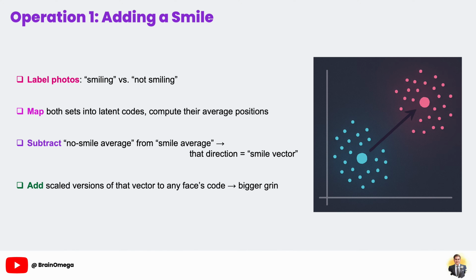Then decode C new with the decoder. Out pops your original face, but now smiling. By tweaking alpha, you control how big the smile grows. At alpha equals 0, there is no change. At alpha equals 1, you get a natural looking grin. At alpha equals 2, the model overshoots and you get a silly, exaggerated smile like a caricature.